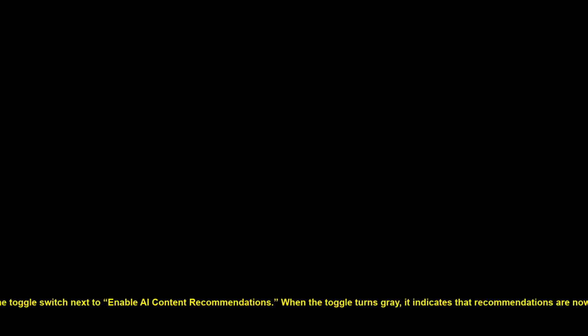In the settings menu, scroll down to the content recommendations section. Click on the toggle switch next to Enable AI Content Recommendations. When the toggle turns gray, it indicates that recommendations are disabled. You can also review any other content-related settings here.